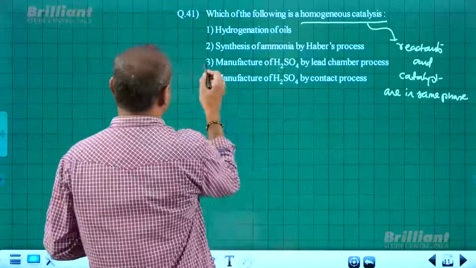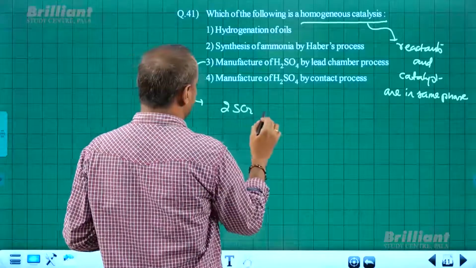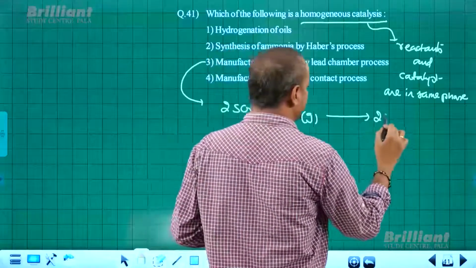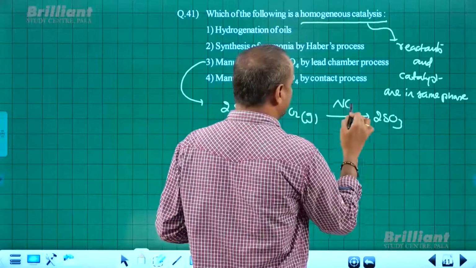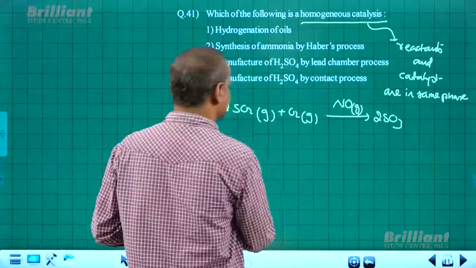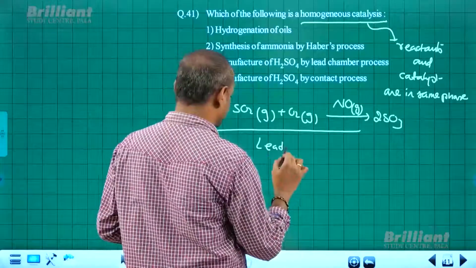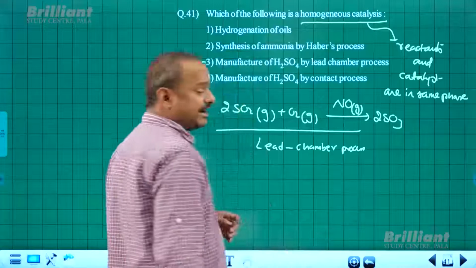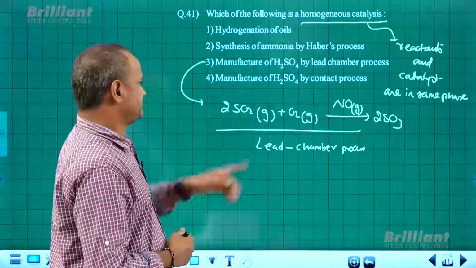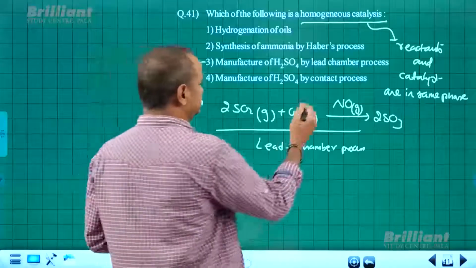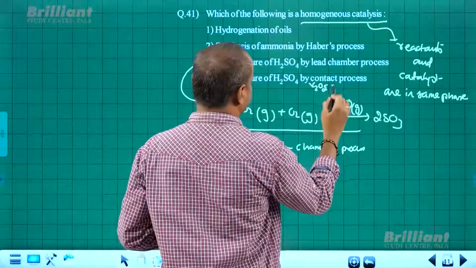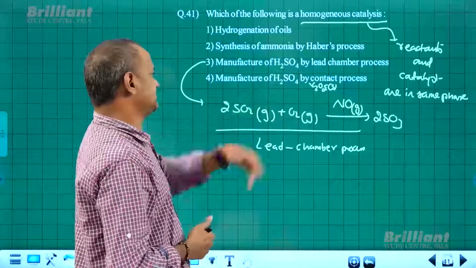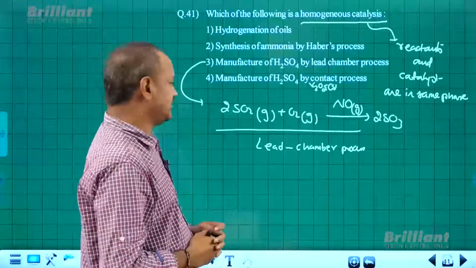Sulfuric acid by the lead chamber process. This is the correct one. 2SO2 gas plus O2 gas give rise to 2SO3. NO, nitric oxide, is a gas. That method is called the lead chamber process. If vanadium pentoxide is used, that is the contact process. V2O5 is a solid, so it is heterogeneous catalysis. But homogeneous means the lead chamber process. NO gas is the catalyst.